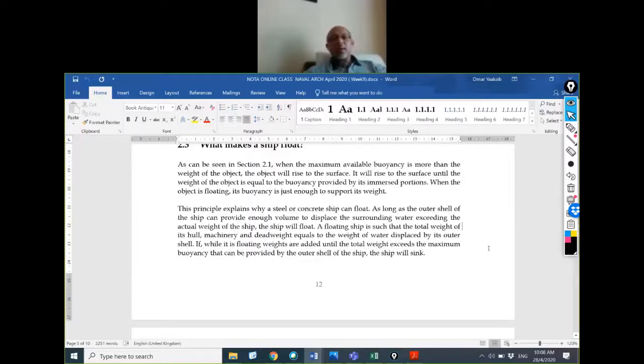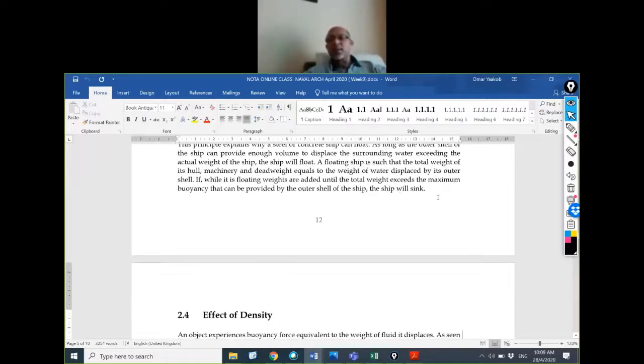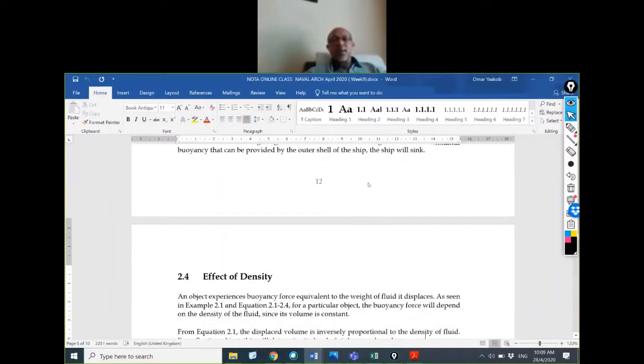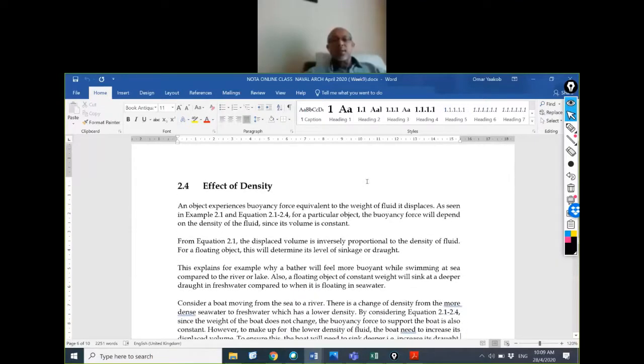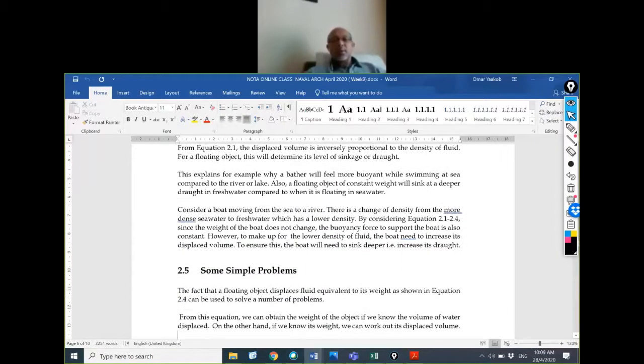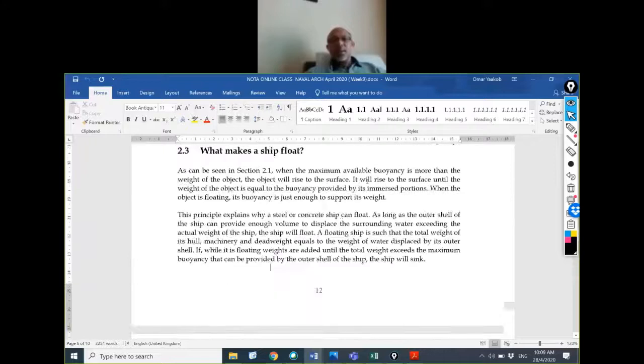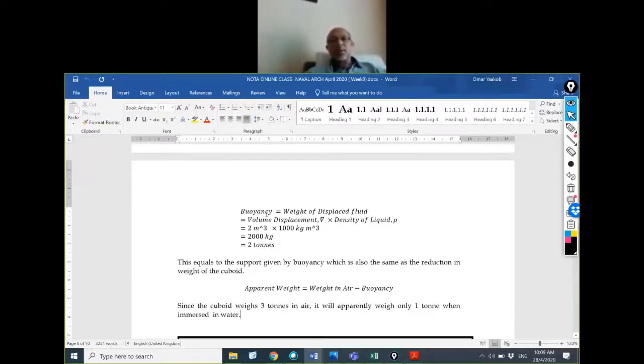And then the second part here is what makes the ship float. That's why there is that YouTube video about why ships float. You can read this. And finally, we discuss the importance of density, because the thing is similar. So basically this formula is very, very important.